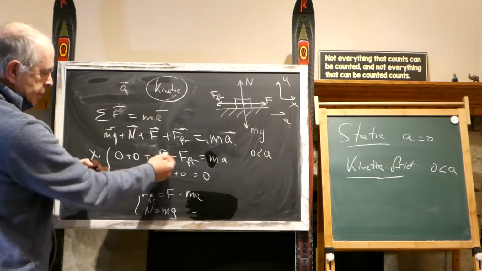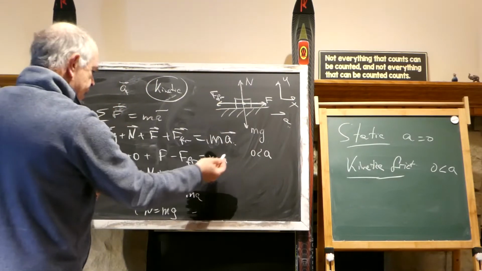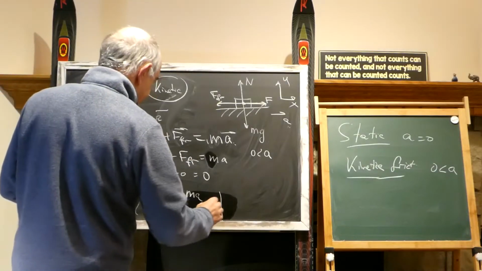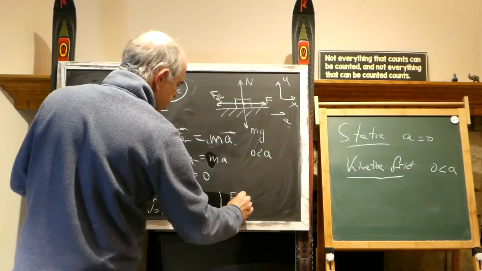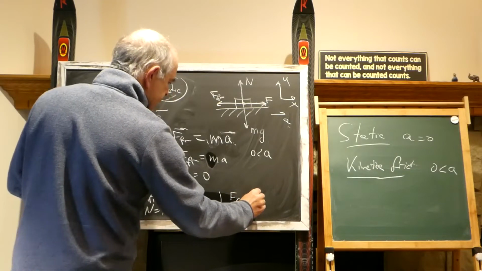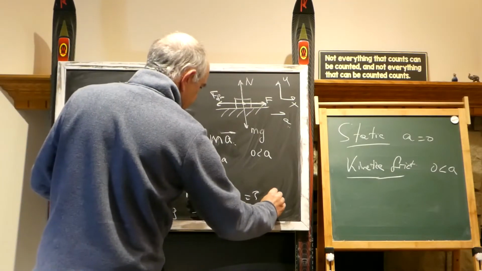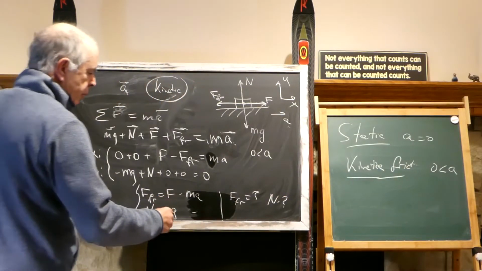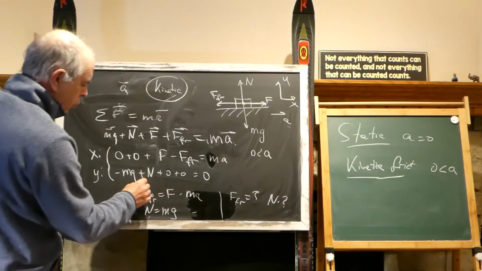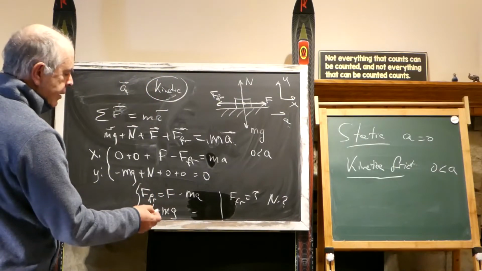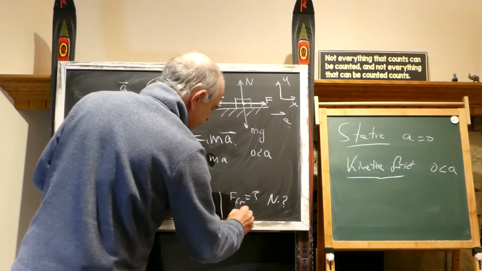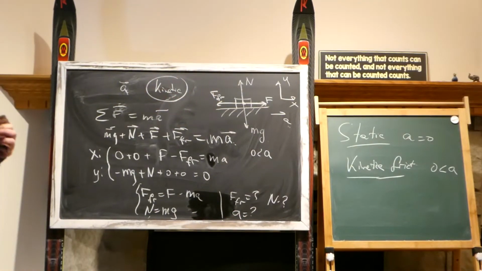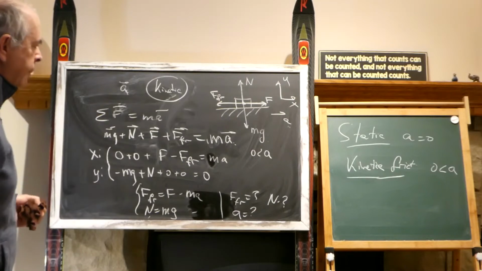If I write the same F friction there, minus ma, and mg, and look what I have here. I have F friction, nobody knows what it is. I have n, which is also unknown. Of course, we solve it, so this is one equation. But if we look at two equations, n is unknown, friction is unknown, and a is unknown, and we have only two equations, when in fact we need three to solve it.